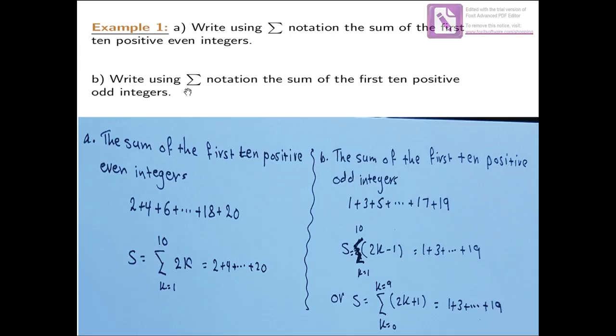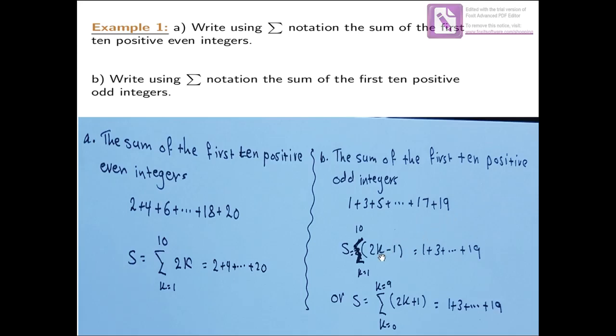Part B, write using sigma notation the sum of the first 10 positive odd integers. We know that the sum of the first 10 positive odd integers is 1 plus 3 plus 5 and so on until 17 plus 19. This can be written as the summation of 2k minus 1. The first value is 1, so 2 multiplied by 1, minus 1 gives us 1. So k starts from 1. Then the last one is 19.